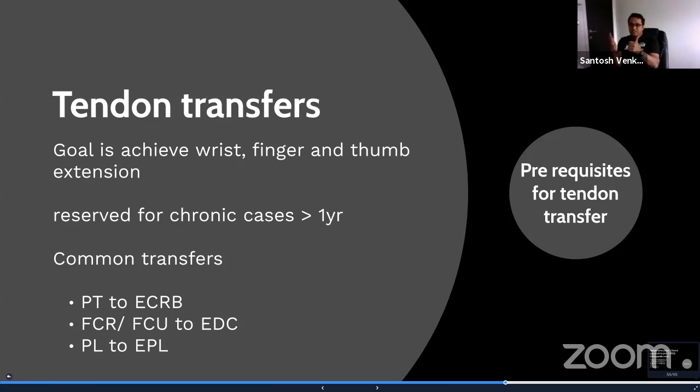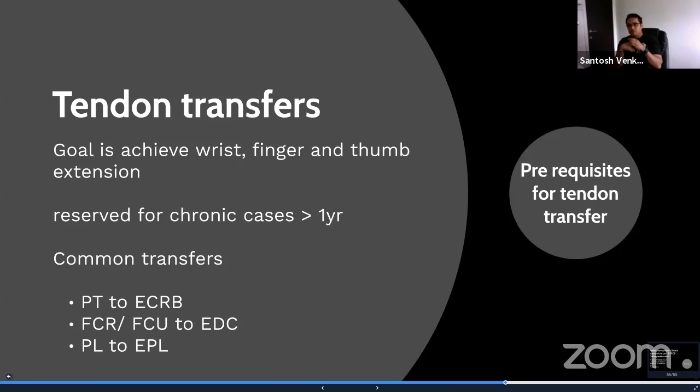So when you assess a patient at the exam, it is important to show that you've thought about it and you checked for the median nerve, which is a predominant donor for some of the tendons, and the ulnar nerve, along with a patient who has radial nerve palsy. So the common transfers that we use, the main goals are to restore wrist extension, finger extension, and thumb extension.